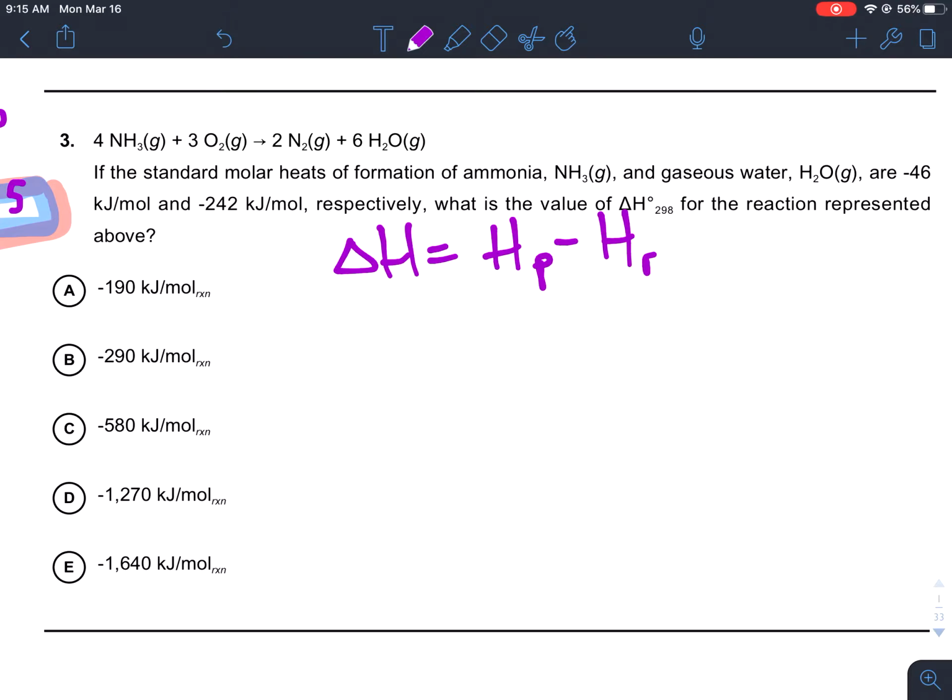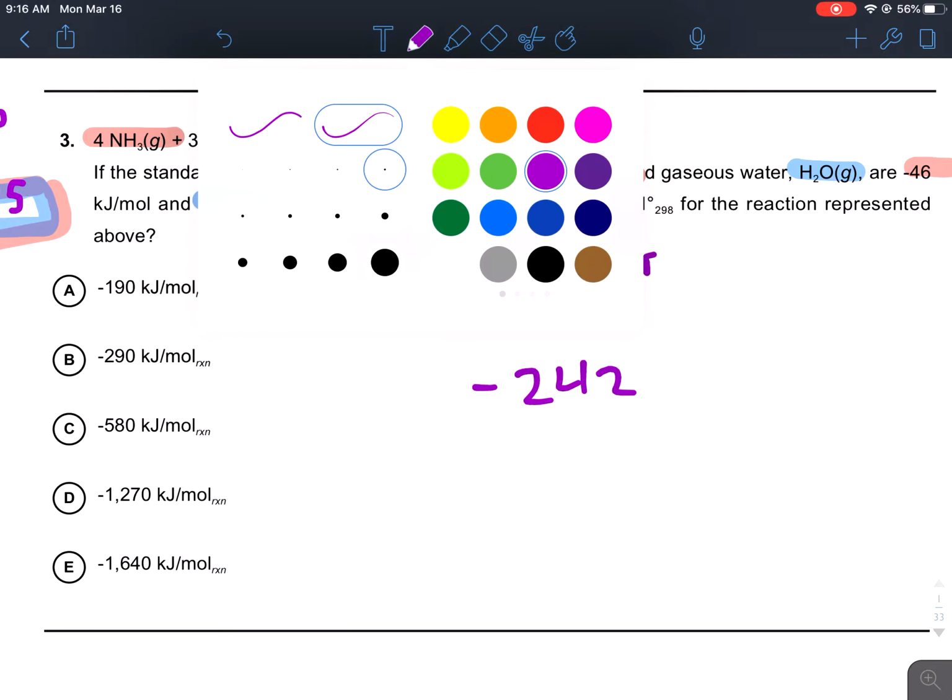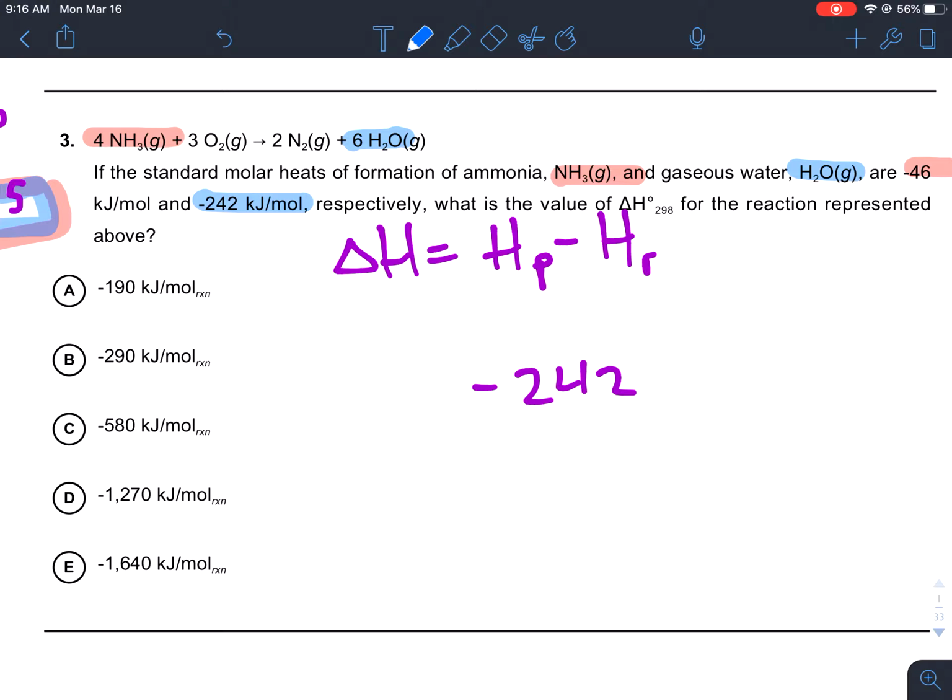And it's saying that the heat of your product, let's see, what's my product? My product is H2O, and H2O happens to be negative 242. Now, my reactant is NH3, and NH3 is negative 46. So you have negative 46. You have products minus reactants.